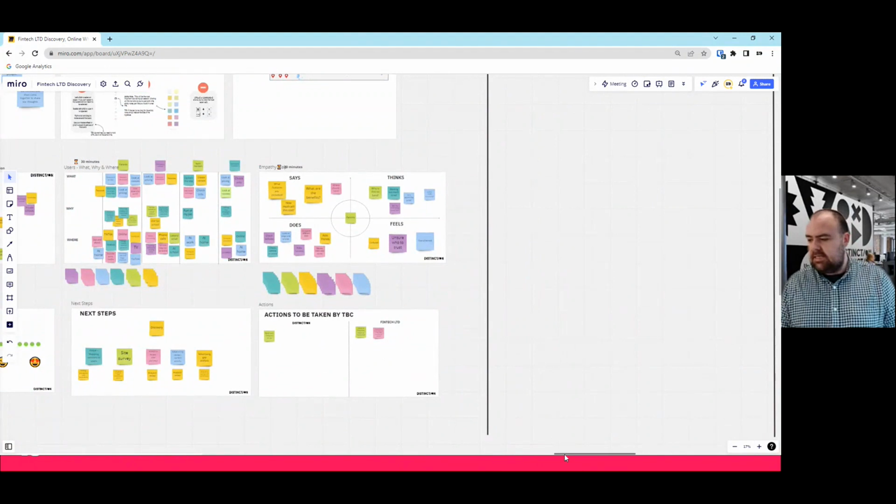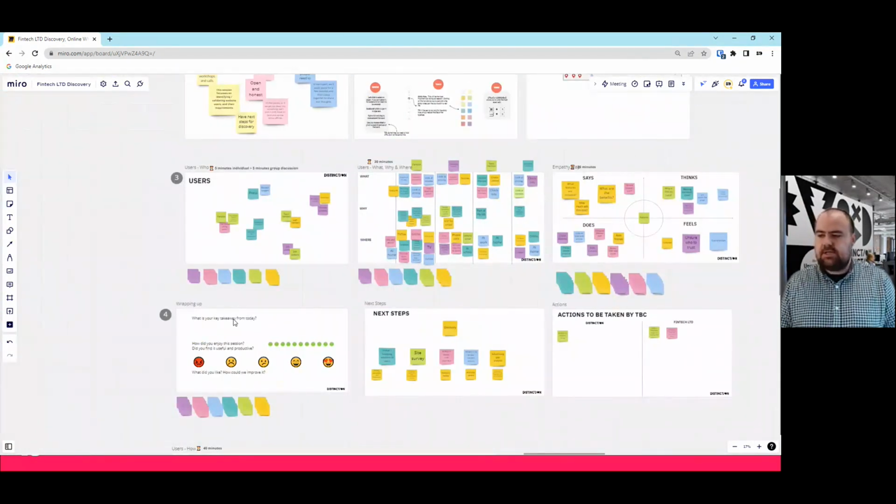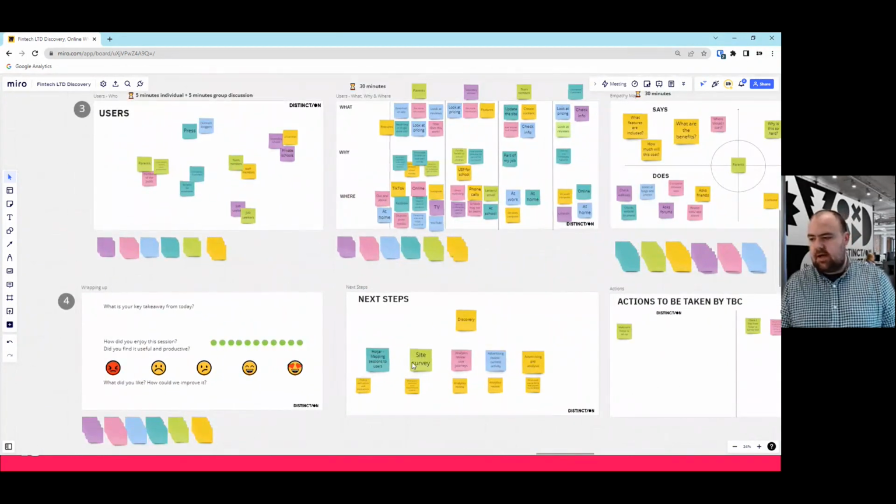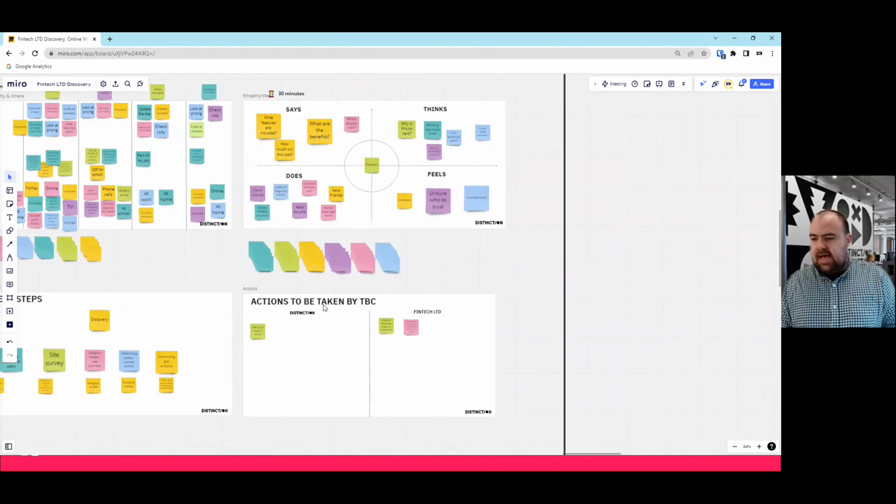We've got a wrapping up session, and we've also got next steps. You can see a lot of these next steps are tied around the discovery sprint, which I'll come on to next. It focuses on site surveys like Hotjar for A/B testing, analysis of heat maps, looking at the analytics to see the trends in Google Analytics, and looking at their advertising already. So you can see how the next steps break down: what do we need to look at, in a bit more detail, and then the actions to be taken.